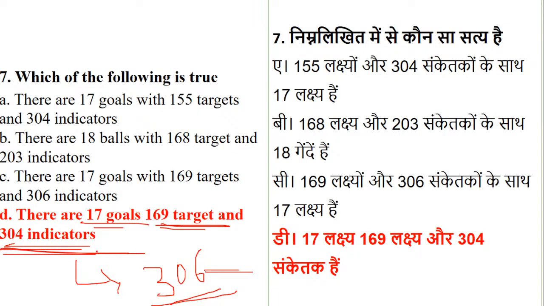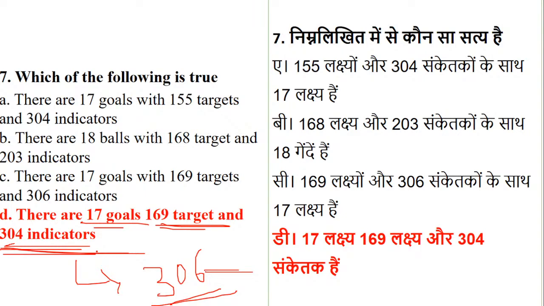There was a doubt last class also when I took this question, that 2 indicators have to be finalized. In case there is any news on that, I'll be adding it. But as of now, there are 17 goals, 169 targets, and 304 indicators. Please make a note of it.